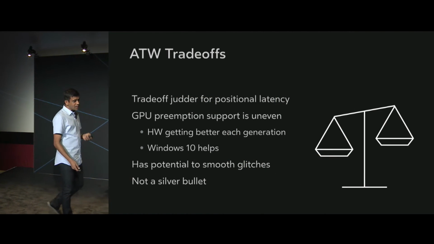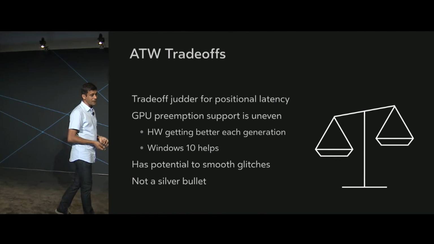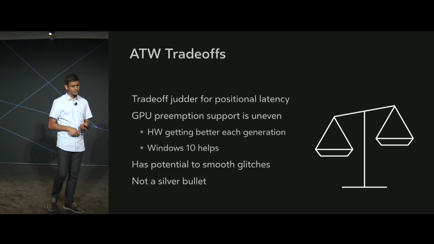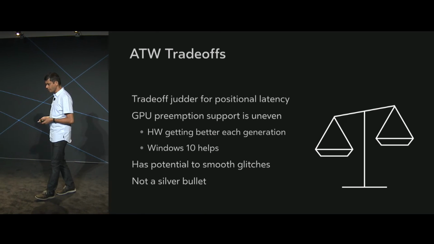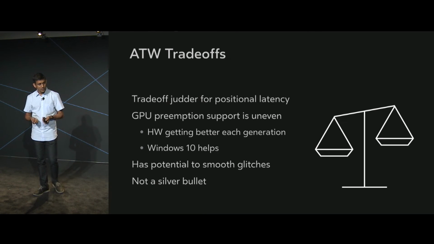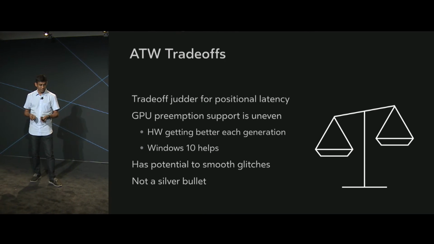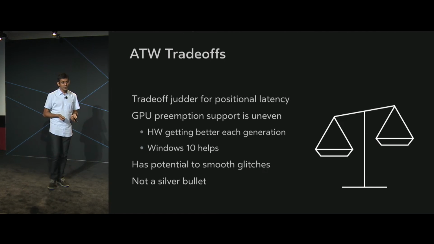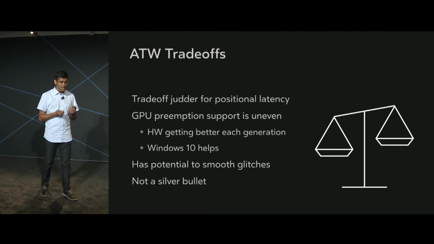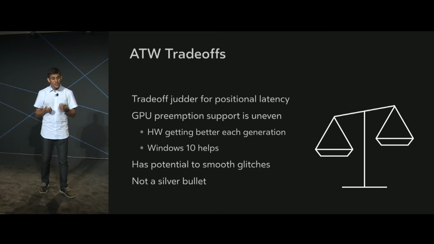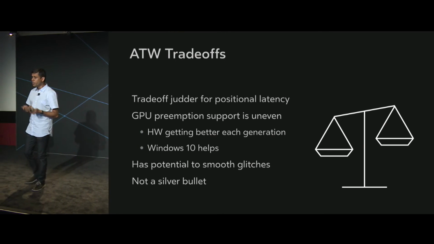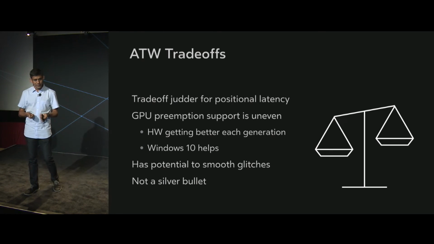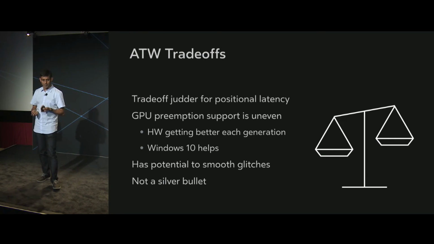So ATW is again a trade-off between jitter and positional latency. And as I mentioned, GPU preemption is still pretty uneven, though it's really getting better with each hardware generation. And also, there are some challenges to actually achieving this on Windows operating systems. And it turns out with new Windows 10, this has gotten a lot better. So we're a lot more optimistic about our ability to try this.